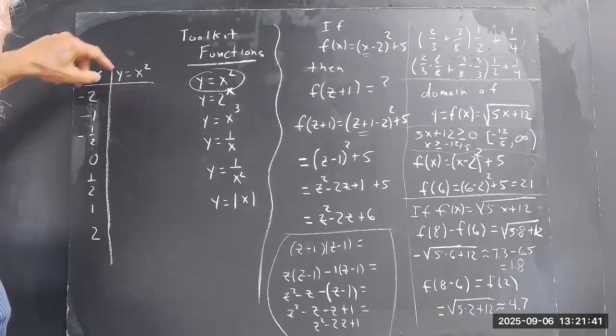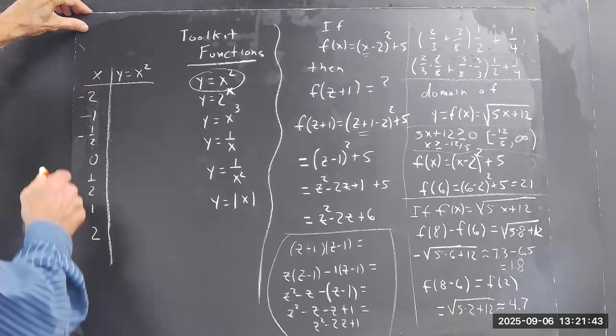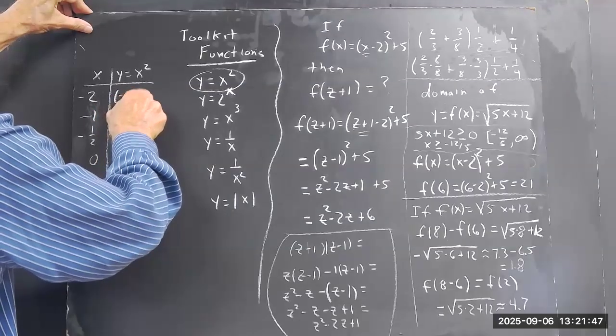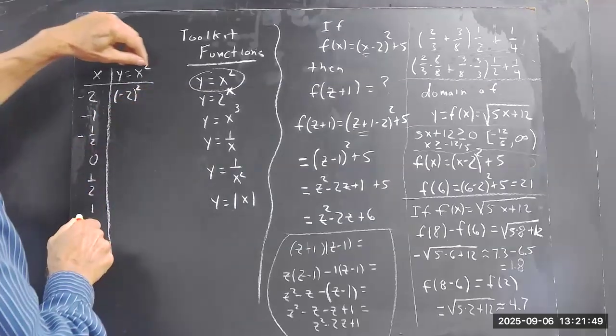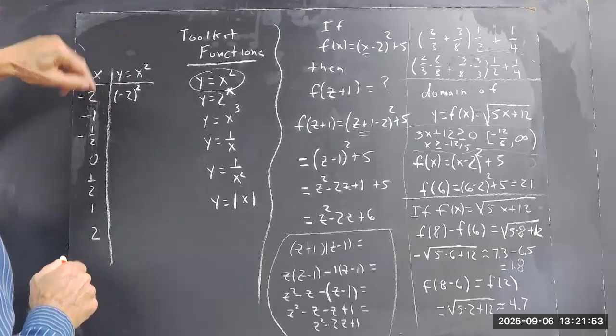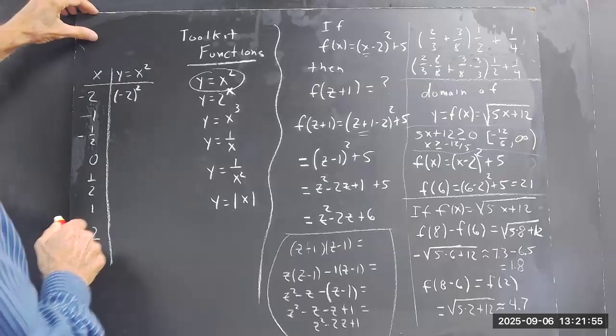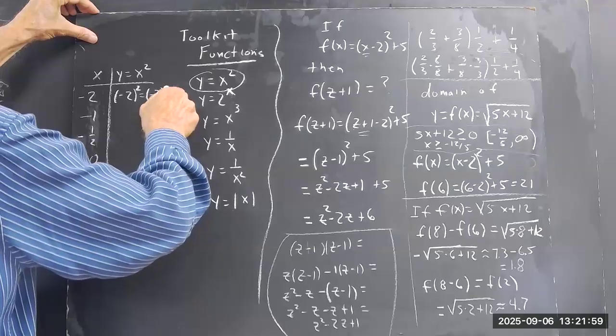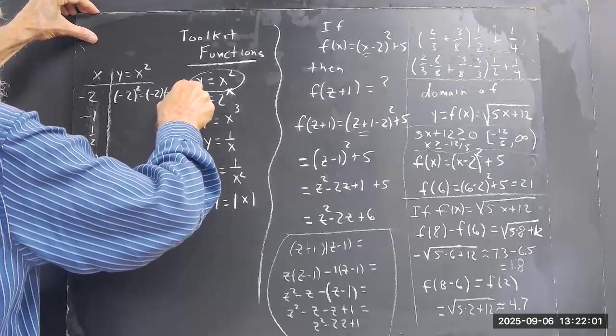So we want to evaluate y for x equals -2. Well, we get (-2) squared, because y equals x squared. X is -2. In that case, y is the square of -2. Now that equals -2 times -2, which is 4.